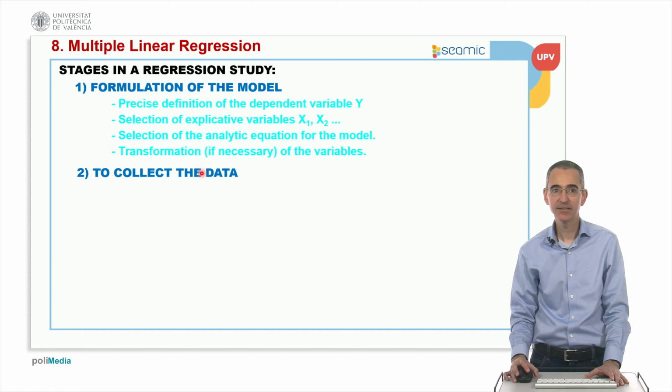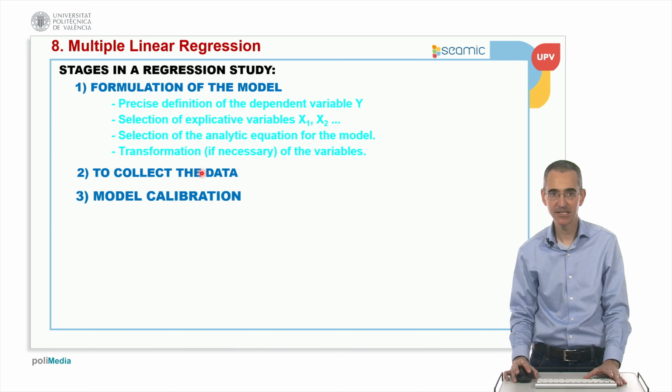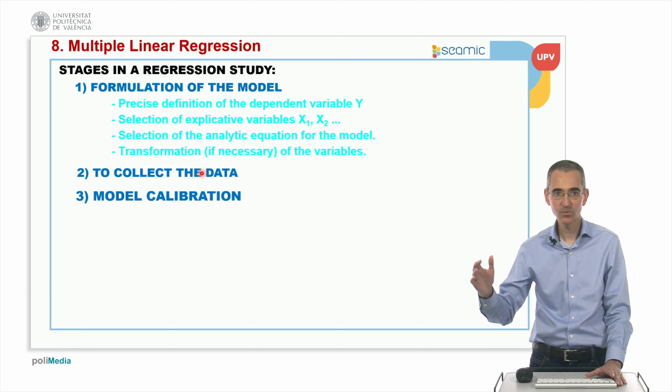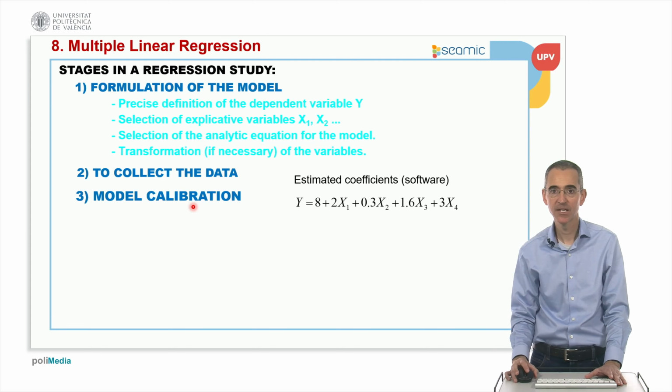Okay. Then the second step would be to collect the data, to collect experimentally the values. Then once we have the values, we have the model calibration. So we have to fit the mathematical equation of the model to our values using a statistical software. Then the software provides estimated coefficients for the regression, for the constant and the regression coefficients. All coefficients are estimated using a statistical software.